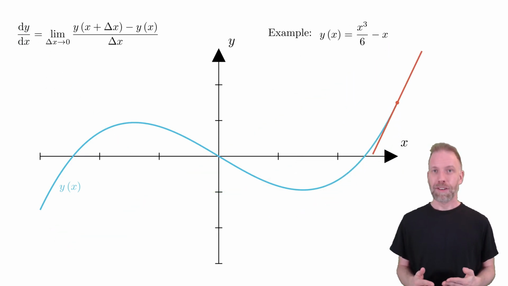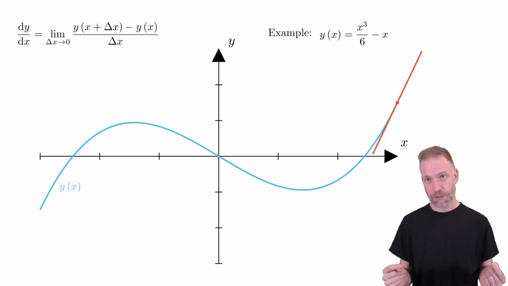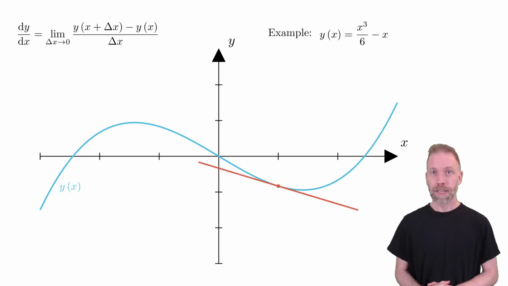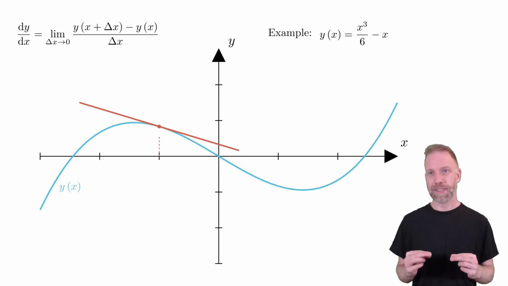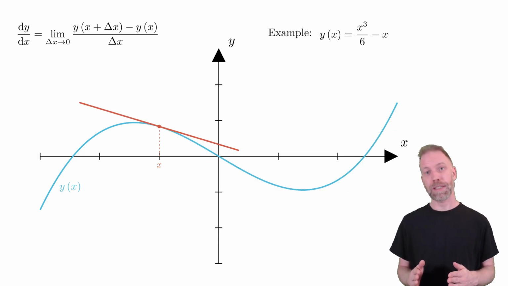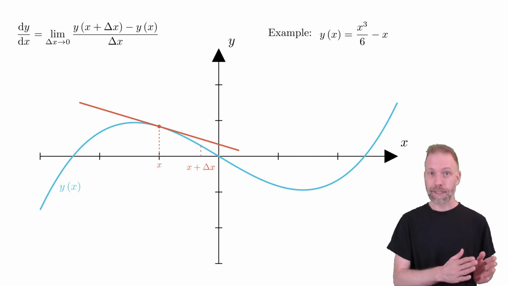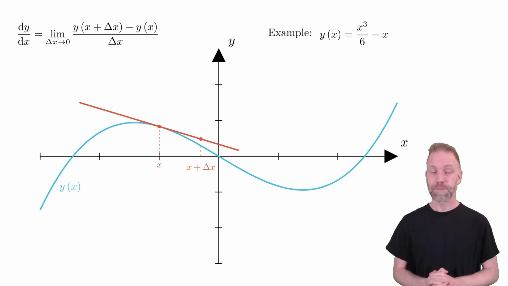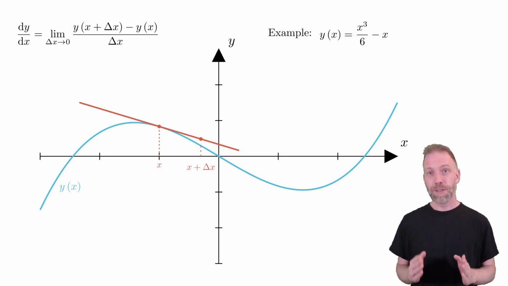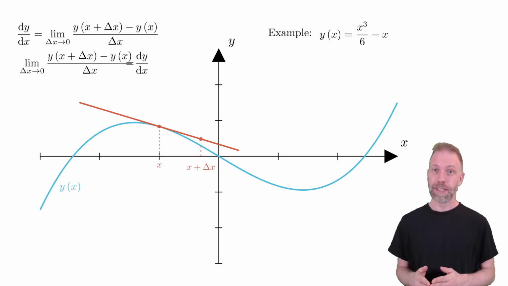Next up, I want to mention how we can use the derivative to approximate the value of neighboring points. Assume that we know the value of the function at point x and want to approximate the value at x plus delta x. We can use the definition of the derivative to create an approximation.